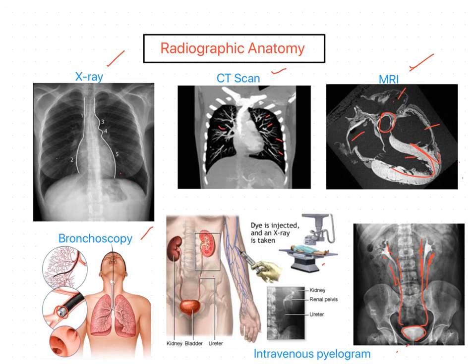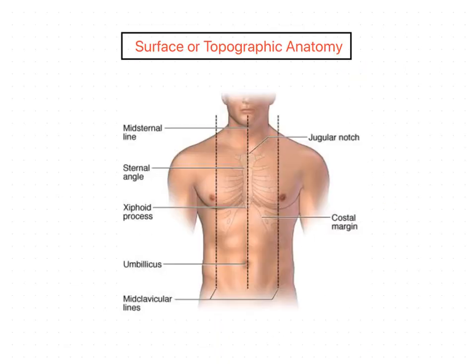Okay, and next we will move on to the next division of anatomy, that is surface or topographic anatomy. This method can be used both on cadavers and on living individuals. This forms the basis for physical examination of the patient and for performing surgical procedures in clinical practice. In this method, the internal structures of the body are studied by marking them on the surface of the cadaver or palpating on the surface of the body.